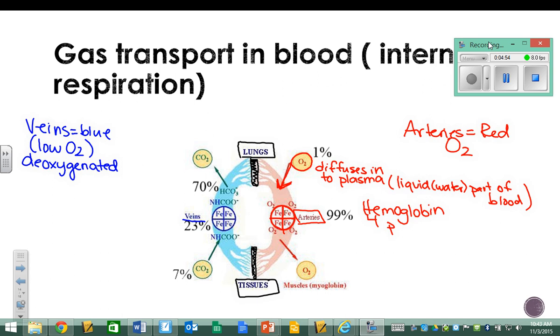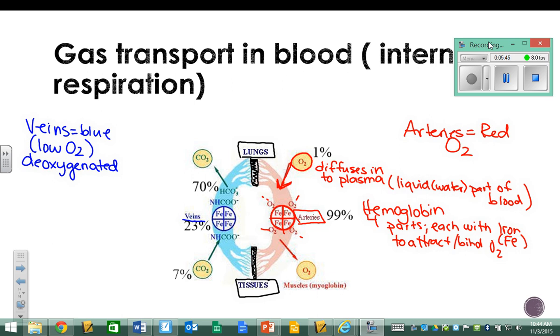There are 4 parts, each with iron, which is Fe as its chemical symbol. So the circle with 4 sections with Fe in each section is representing iron. And then you can see that on each of the 4 sections, there is an oxygen attached. So the iron's job is to attract and bind oxygen. Now this is how the other 99% of oxygen is transported in your blood, on this protein called hemoglobin.